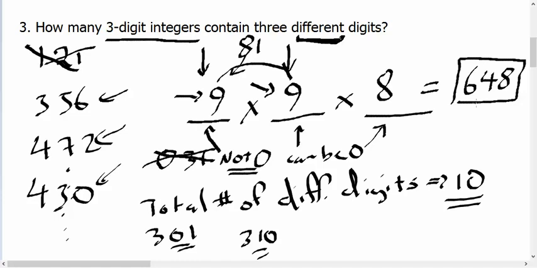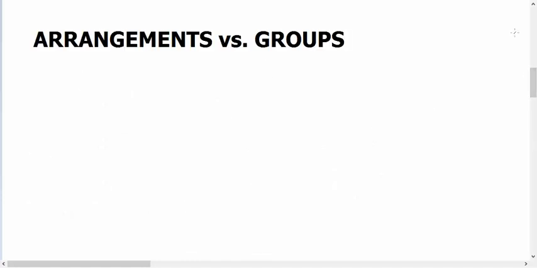Let's continue. Hopefully this is coming together slowly but surely. So, the next topic that we're going to discuss quickly is the difference between these two words, arrangements versus groups. Now, up until now, the 3 questions that we've done have all been talking about arrangements. They've been asking us for the number of ways in which things can be arranged, whether we're talking about letters or digits or married people. But many questions in combinatorics deal with groups. And let's think about the difference between these two concepts right now.